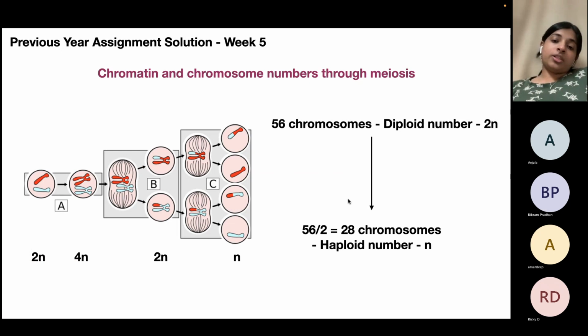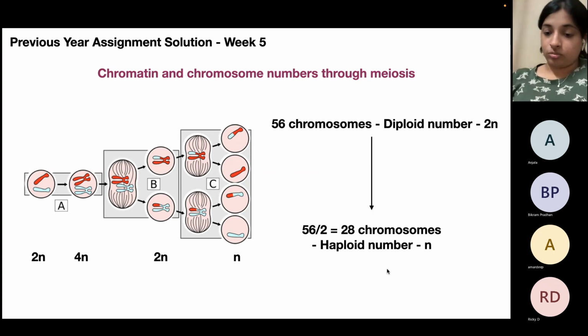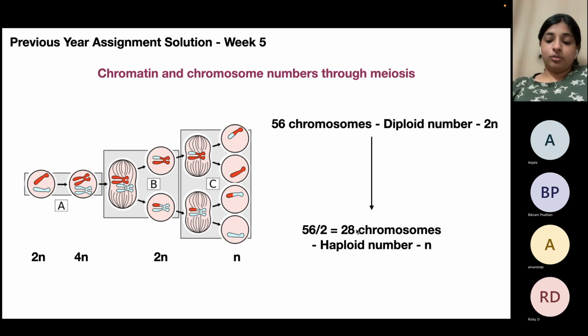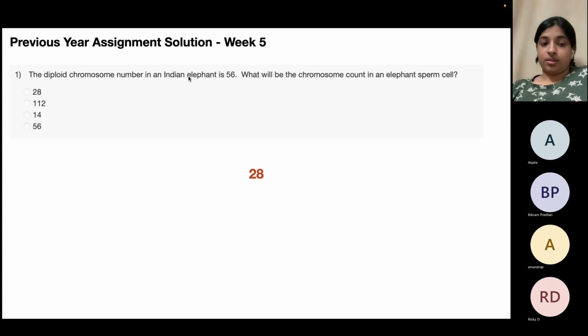So if the question mentions that there is a cell that first has 56 chromosomes and it is a diploid number, so 2n, say this stage, there are 56 chromosomes. Ultimately, in the last stage, there should be n chromosomes, which is half of this, meaning 28 chromosomes. So the haploid number is 28 chromosomes. So that is a simple answer to the question. Indian elephant having 56 chromosomes at the end of meiosis, which results in the formation of gametes. So in the elephant sperm cell, there will be 28 chromosomes in every cell.